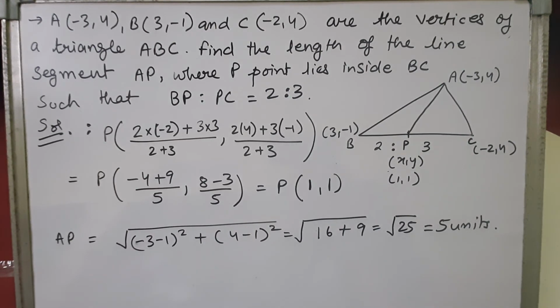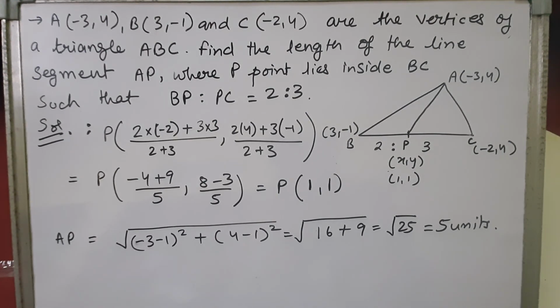Alright children, now we got the coordinates of P. We have to calculate the length of AP. What is the distance formula? Under root (x2 minus x1) whole square plus (y2 minus y1) whole square. On substituting the values of x1, y1 and x2, y2 as (-3, 4) and (1, 1), we'll get under root (-3 minus 1) whole square plus (4 minus 1) whole square. So this is -3 minus 1 is -4, square 16, and 4 minus 1 is 3, square 9. 16 plus 9 is 25. Root 25 value is 5 units. Length cannot be negative, so plus 5 units.